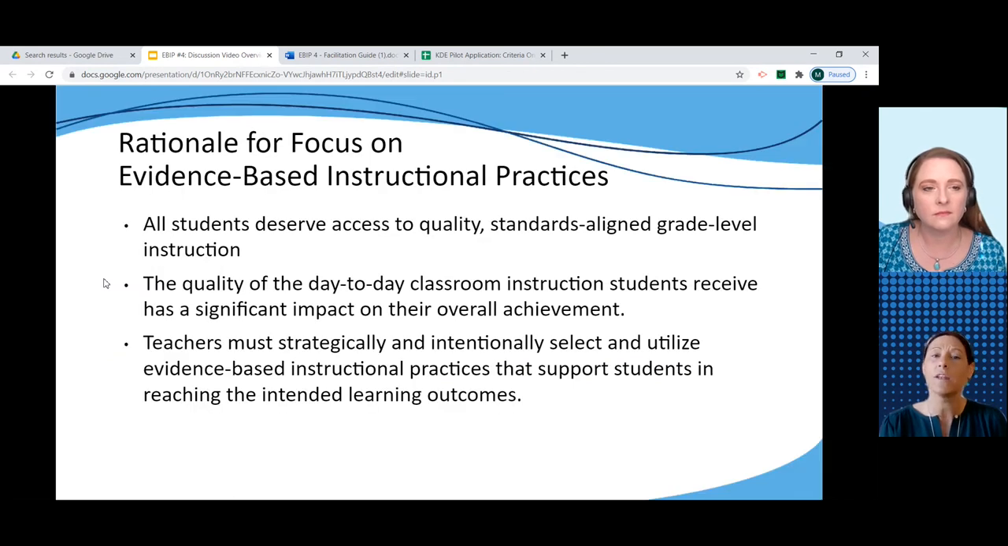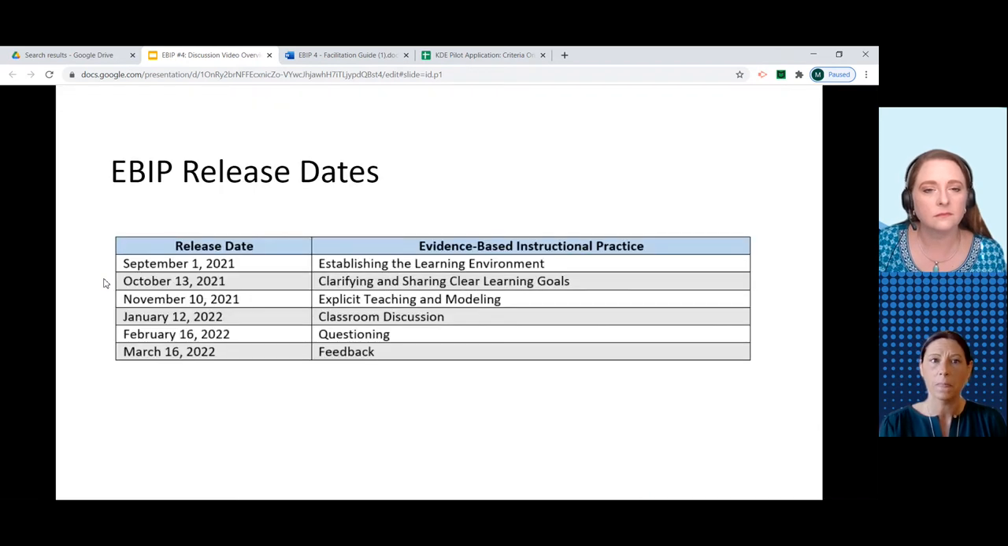So why a focus on evidence-based instructional practices? Well, first and foremost, because all students deserve access to quality, standards-aligned grade-level instruction. And we know from the research that the quality of the day-to-day instruction that students receive can have a significant impact on their overall achievement. So by intentionally and strategically selecting and utilizing evidence-based instructional practices, teachers can help ensure that students are working towards reaching the intended learning outcomes.